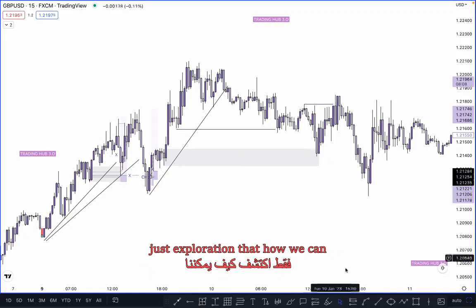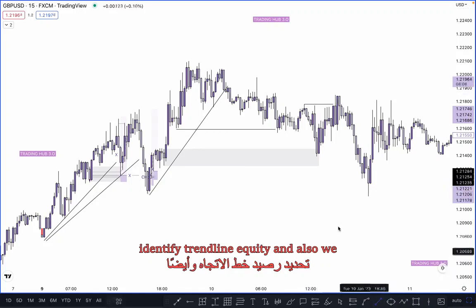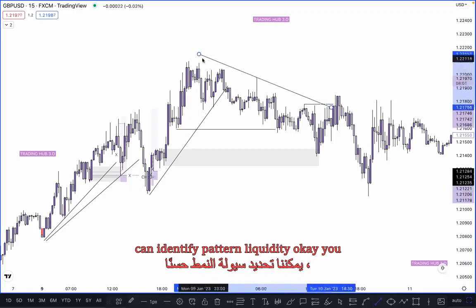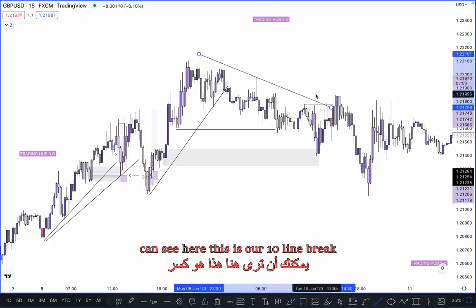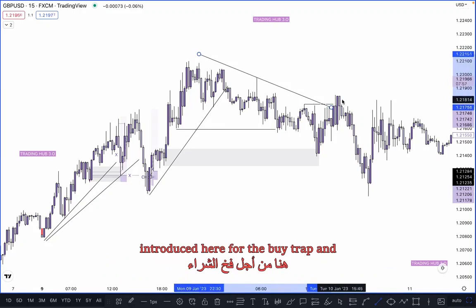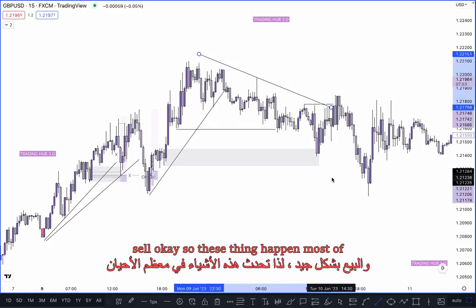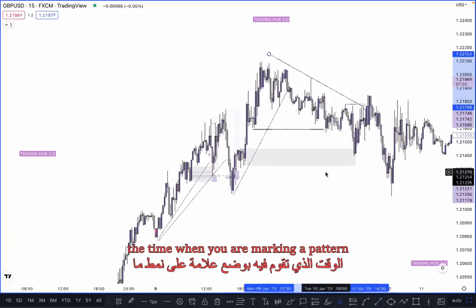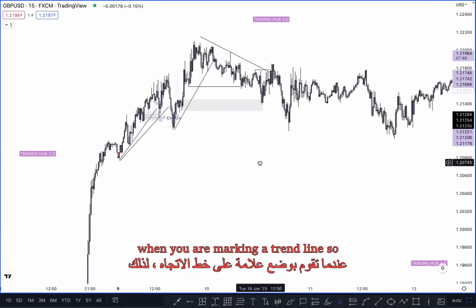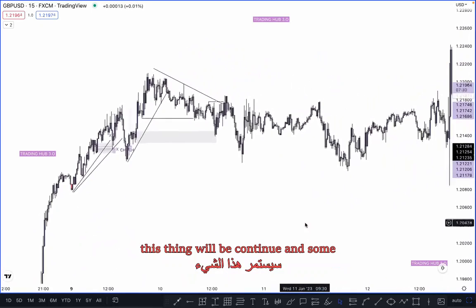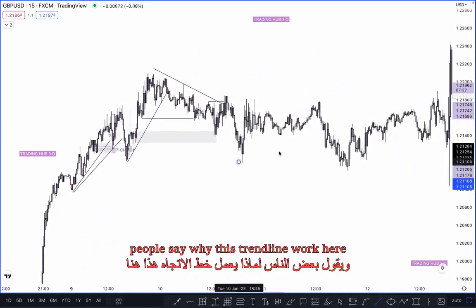This is just an explanation of how we can identify trend line liquidity and also pattern liquidity. You can see here, this is our trend line. When this trend line breaks, a lot of people are induced here to buy, get trapped, and sell. These things happen most of the time when you are marking a pattern or a trend line. This will continue, and some people ask why this trend line works here, right?